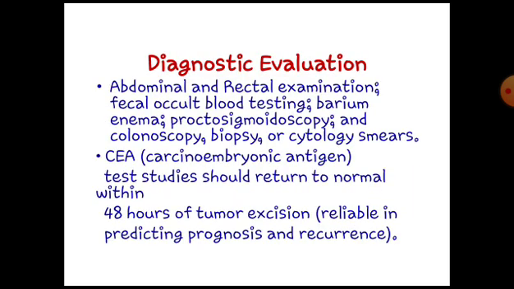Diagnostic evaluation: we have the diagnostic criteria to evaluate or to diagnose colorectal cancer. So first we have the abdominal and rectal examination, in which we involve fecal occult blood testing, barium enema, proctosigmoidoscopy and colonoscopy, biopsy or cytology smears. So these are the procedures we have discussed, so no need to discuss them again. CEA, carcinoembryonic antigen test studies, should return to normal within 48 hours of tumor's excision. Reliable in predicting prognosis and recurrence. So CEA is a procedure which is reliable to predict prognosis and recurrence of the colorectal cancer.